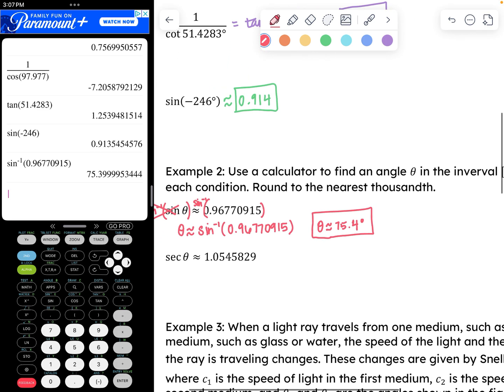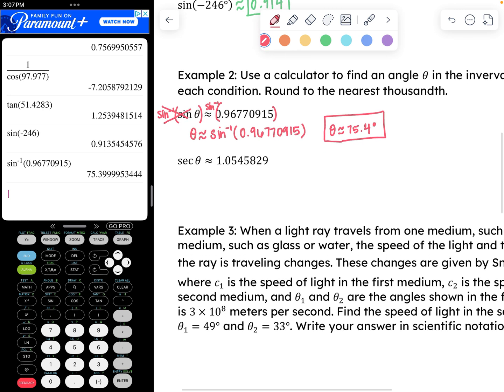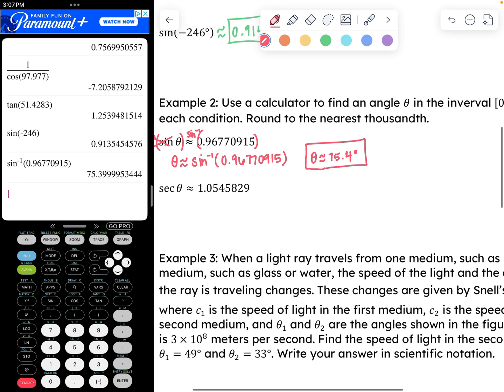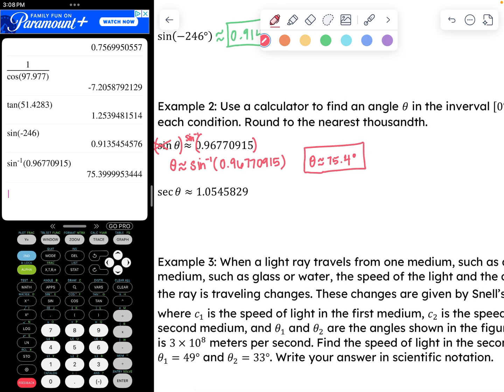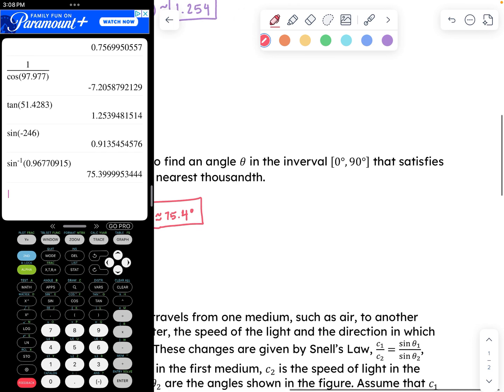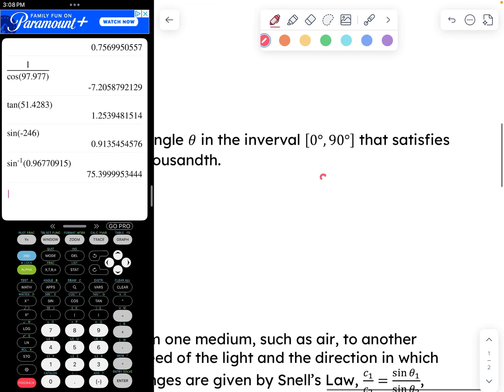Now, when you're looking at one that is one of our reciprocals that doesn't have a button on the calculator, that's where it's going to get a little bit trickier. So let's come over on the side and do a little bit of groundwork to figure out what we're doing. Right now we have the secant of theta is approximately this decimal. I'm going to rewrite it and say, let's say that the secant of theta does equal, and let's just say that that decimal is x for right now because I don't want to have to write that decimal over and over and over again.